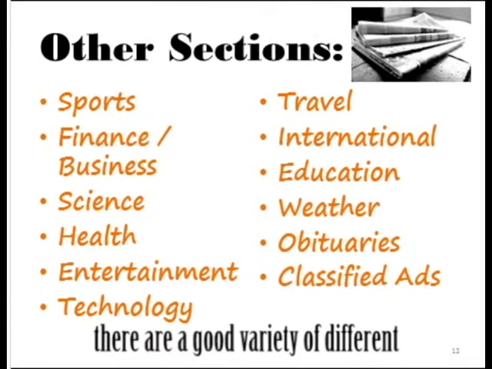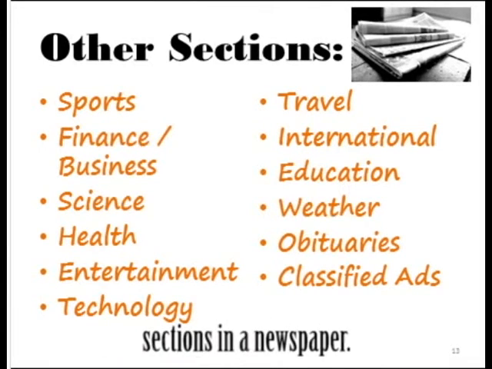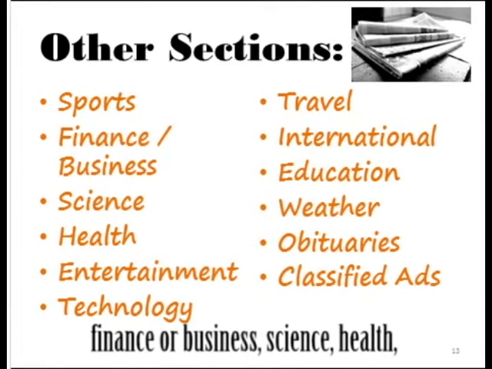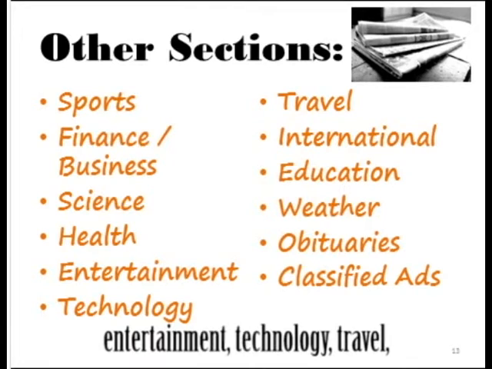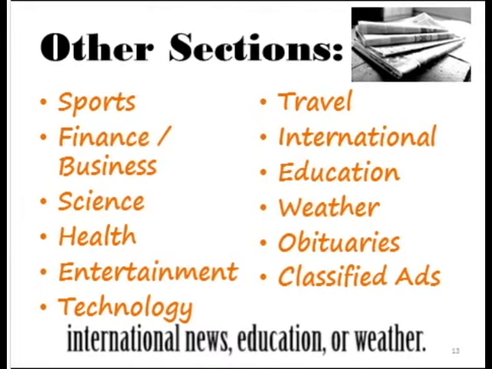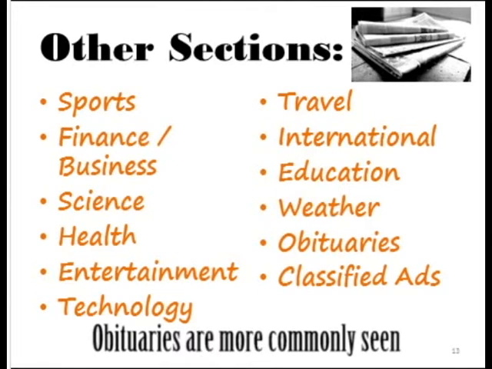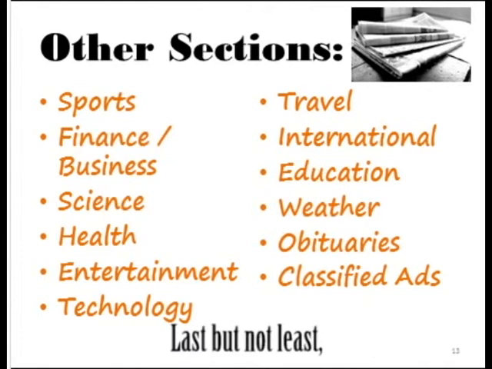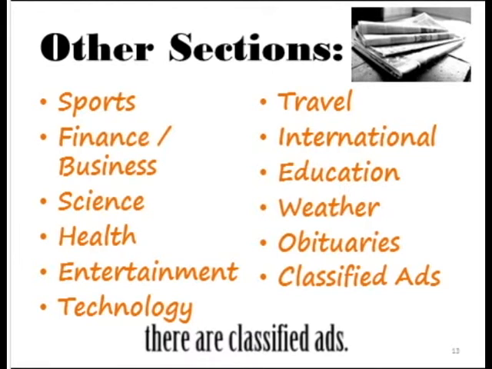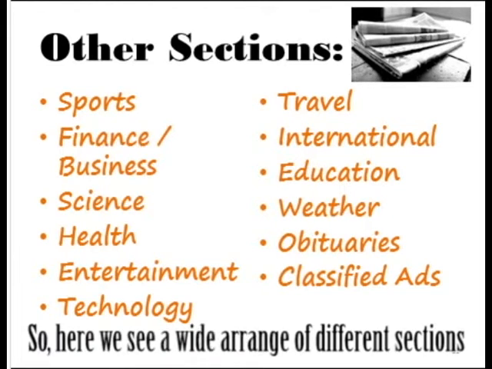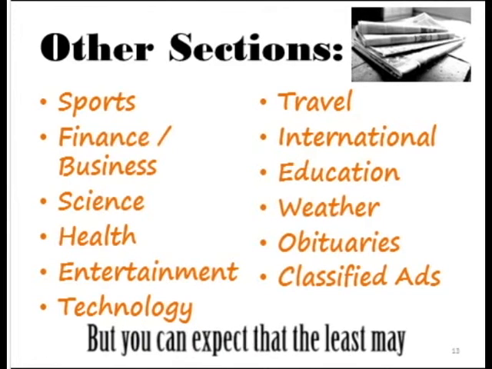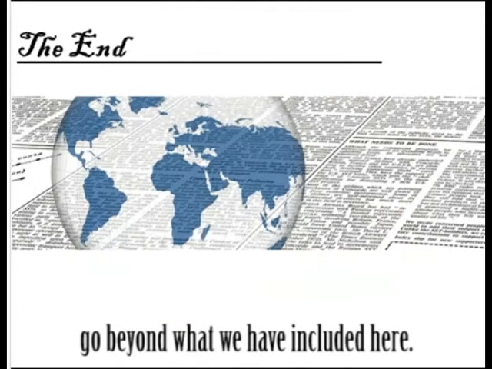Certainly, there are a good variety of different sections in the newspaper, such as the sections on sports, finance or business, science, health, entertainment, technology, travel, international news, education, or weather. Obituaries are more commonly seen in Western newspapers that disclose who has passed away. Last but not least, there are classified ads. So here we see a wide range of different sections that may appear in a newspaper, but you can expect that the list may go beyond what we have included here.